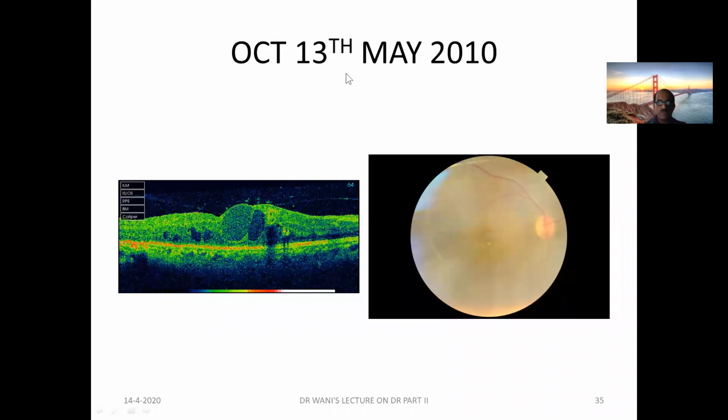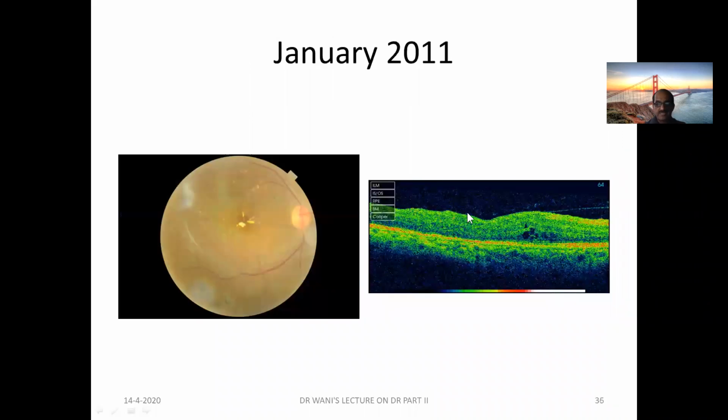So this is how it helps. Just see this. This was on 13th May 2010. There is diffuse edema. You can see some hard exudates. We treated with anti-VEGF. You can see the edema has come down a lot, but the hard exudates are more, because as though you have squeezed some fluid and the solid part has come out.